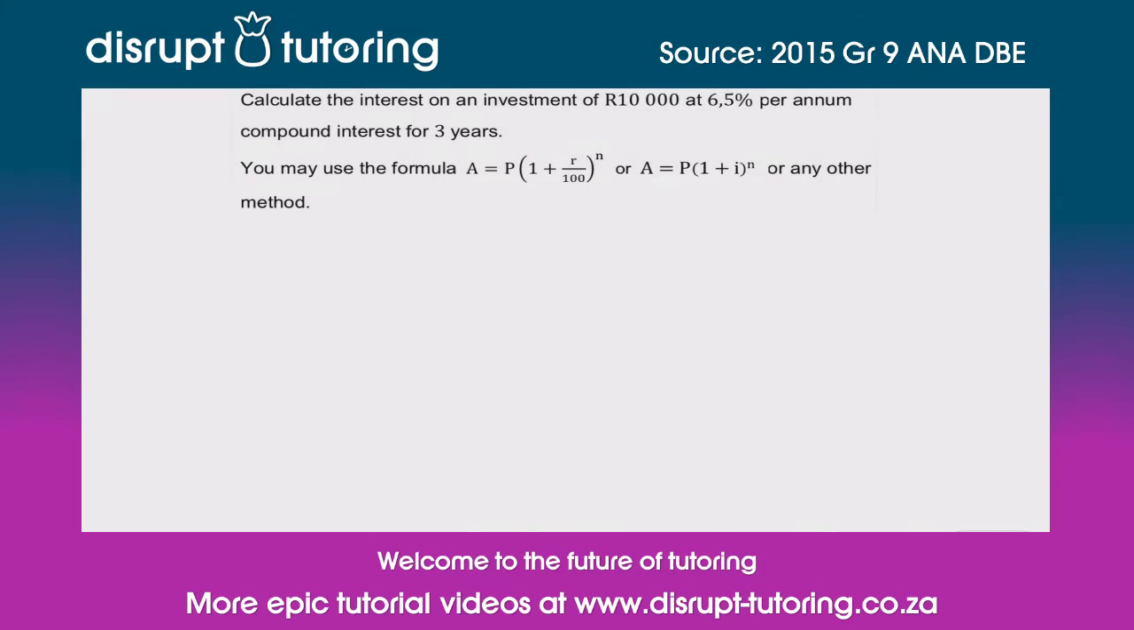Today we're going to deal with a compound interest question, and specifically they're asking for how much interest is charged or earned on an investment of 10,000 Rand at 6.5% per annum, compound interest for 3 years. Okay, so the examiner's been very helpful. They've given you the formula for compound interest. So let's use that formula initially.